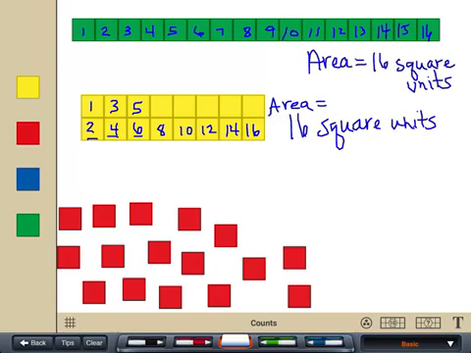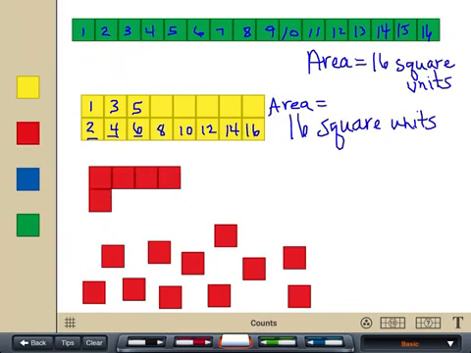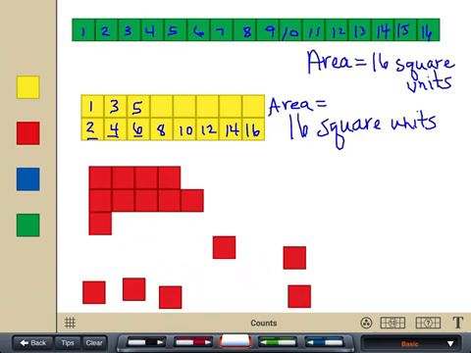Are you ready? Well, it has to be different than these. So maybe we need to make it where it has more rows. So what if I do this? Is that a rectangle? It is. Does it have an area of 16 square units? No, because when we count 1, 2, 3, 4, 5, 6, 7, 8, it only has an area of 8 square units, and we need it to have what? Yes, 16 square units.